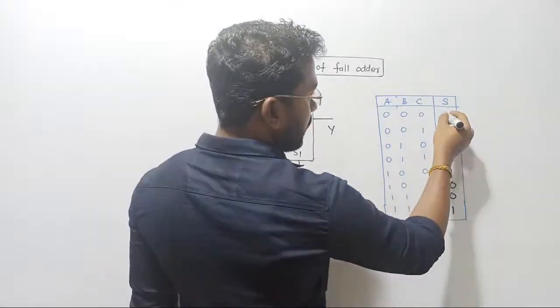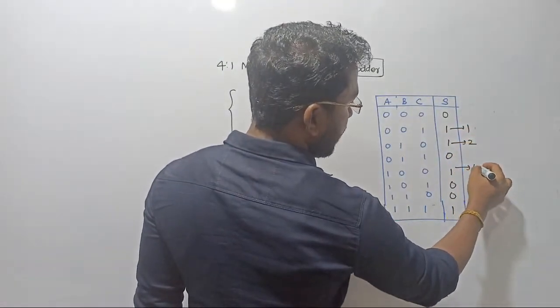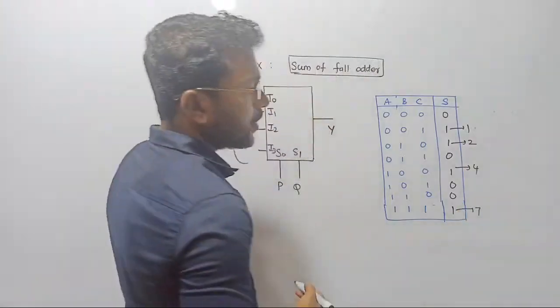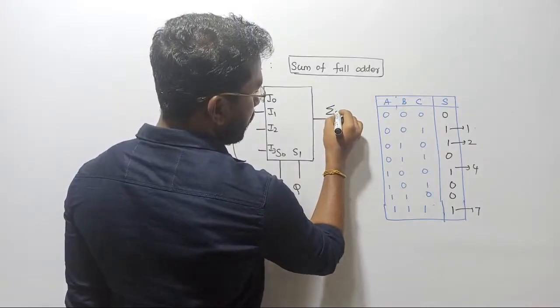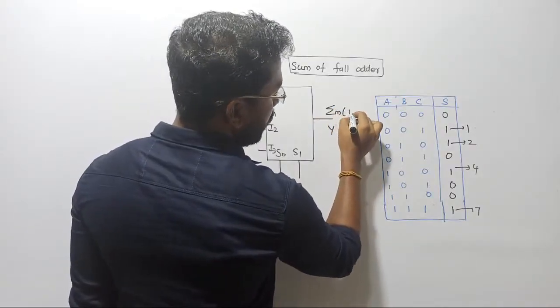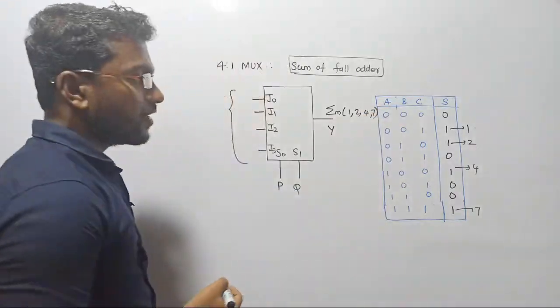Now see there, the equivalent values here. For 1 we are getting, 2 we are getting, 3, 4, 7 we are getting. Correct? Let me put them. So the thing is, on the output side we need to realize 1, 2, 4, 7. Correct? This is what they have asked us to implement.